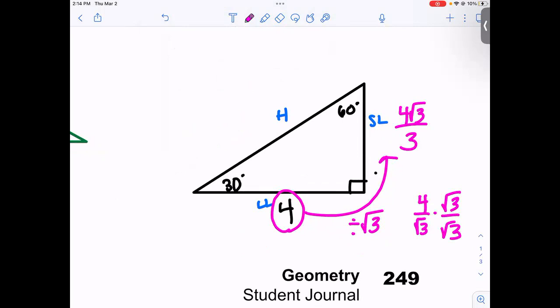But then Carson, how do we get to the hypotenuse? To get to the hypotenuse, we're gonna double that. You're gonna multiply by 2. We only double the number that's outside, because it's 2 over 1.